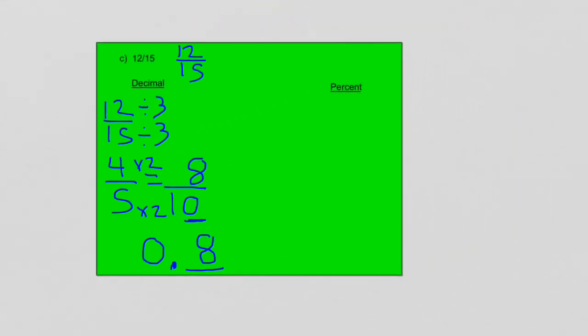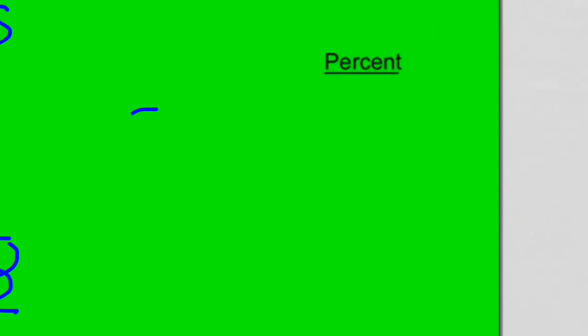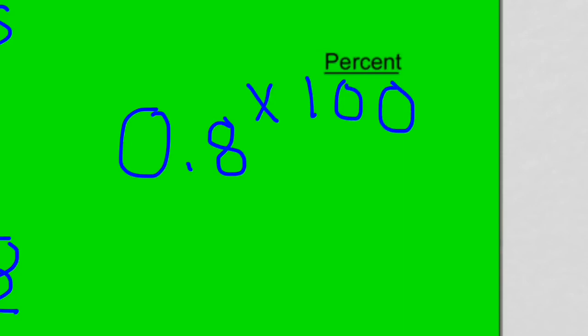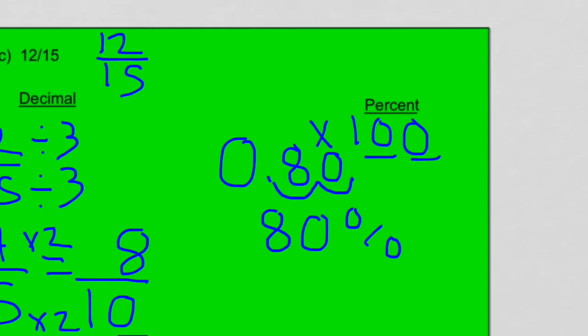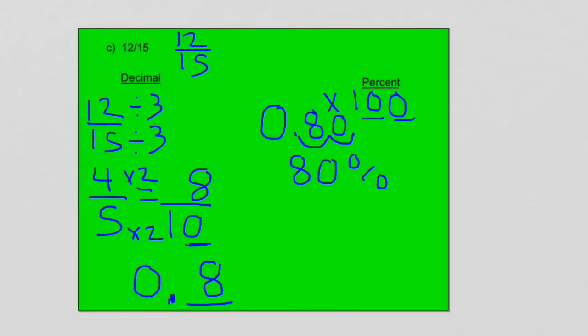To make that decimal into a percent, take your decimal and mentally multiply by 100. 2 zeros on 100, shift the decimal 1, 2, put a 0 placeholder in that spot, and you get 80%. So the tricky thing about this question is making sure that you reduce the fraction to lowest terms first. Let's do one more like that, and then I'll have more questions in a second video.